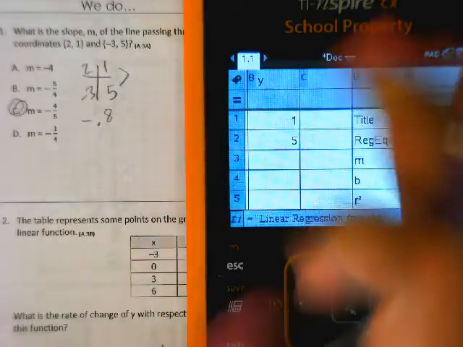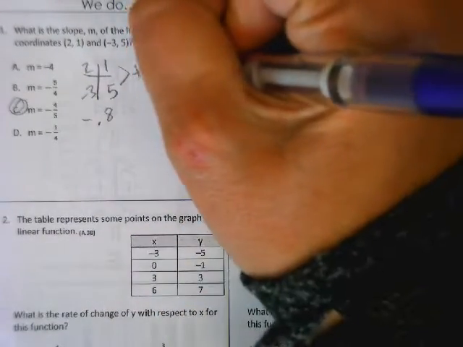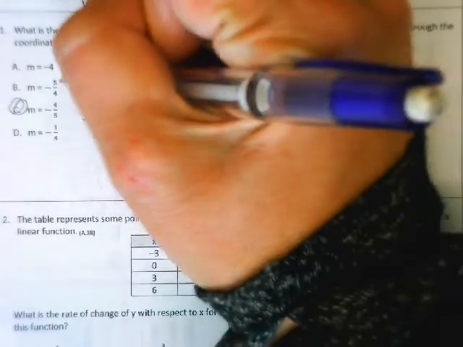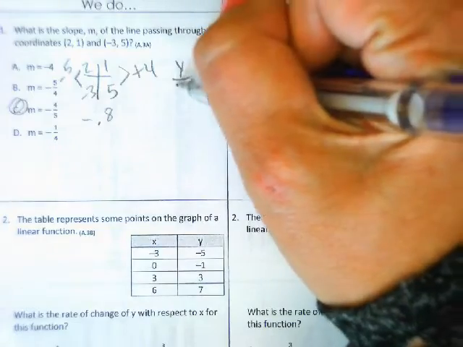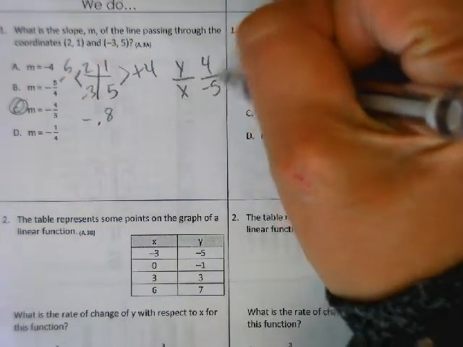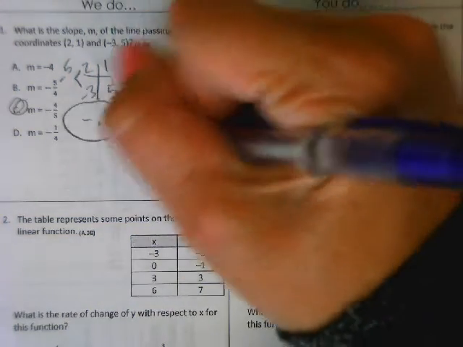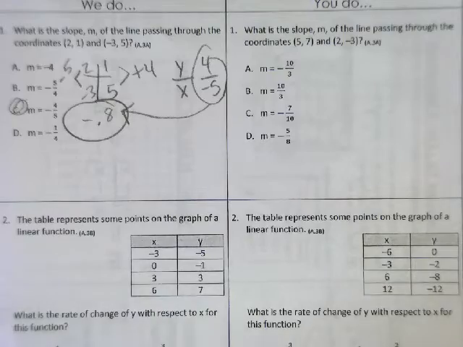If you used your bird beaks like we did before, this is adding 4 and this is subtracting 5. Remember, it is the change in y over the change in x. These are the same. Okay? Mark.